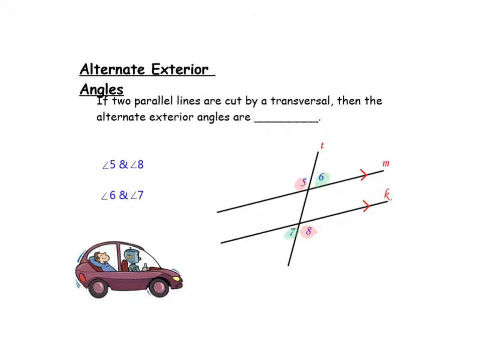Okay, alternate exterior angles are also going to be congruent. So fill in that blank. For us, that means that angle 5 is congruent to angle 8, and angle 6 is congruent to angle 7. All right, so those angles there are going to be congruent.